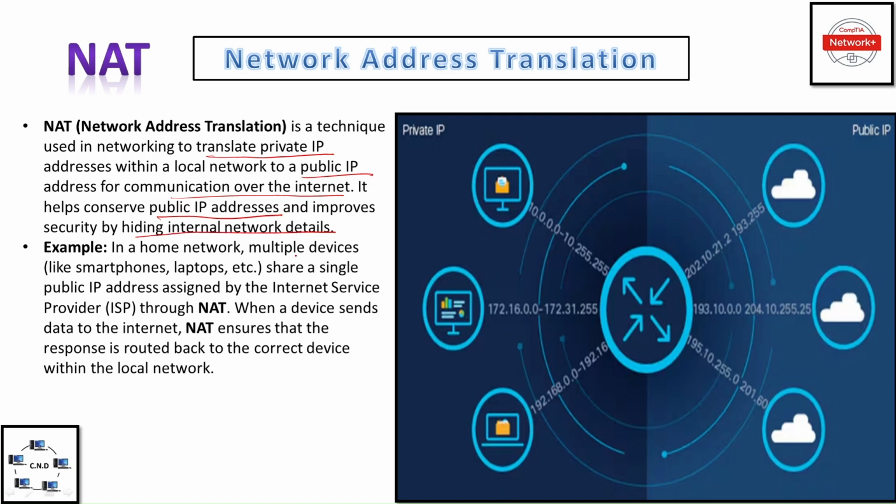For example, in a home network, multiple devices like smartphones and laptops share a single public IP address assigned by the Internet Service Provider or ISP through NAT. When a device sends data to the Internet, NAT ensures that the response is routed back to the correct device within the local network.